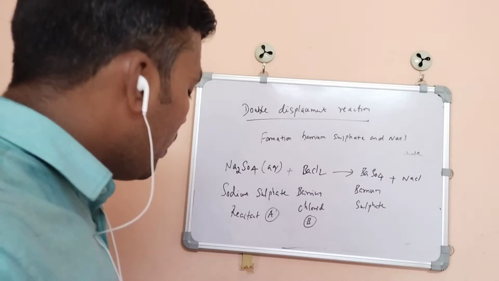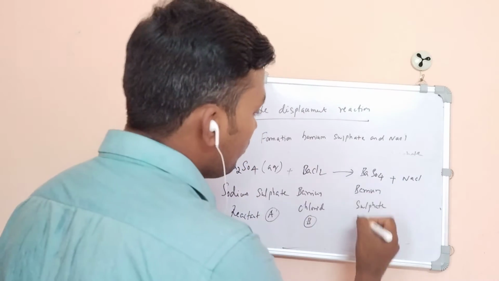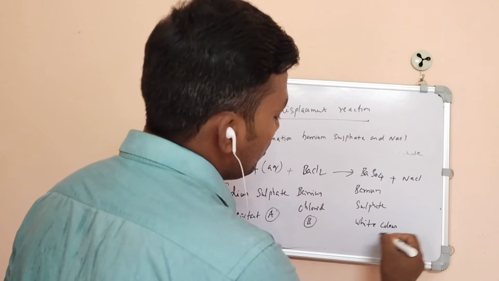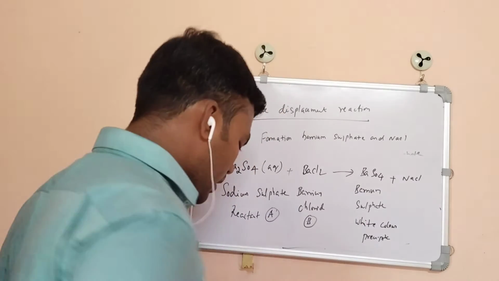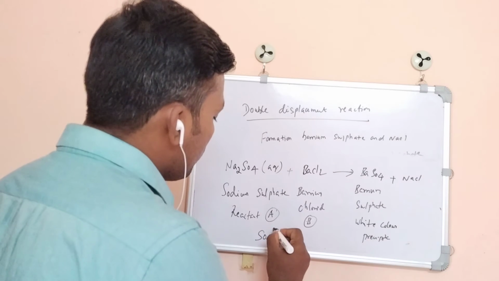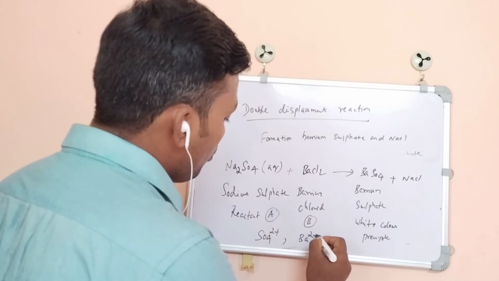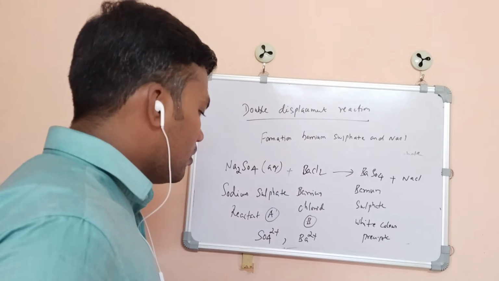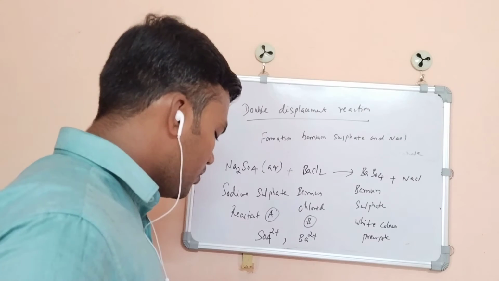Okay, this is the white color precipitate of barium sulfate. In this reaction, the SO4 2 minus and barium 2 plus are displaced and form the barium sulfate precipitate.